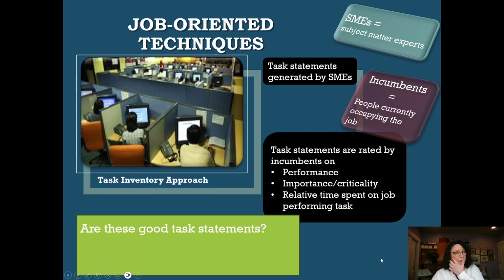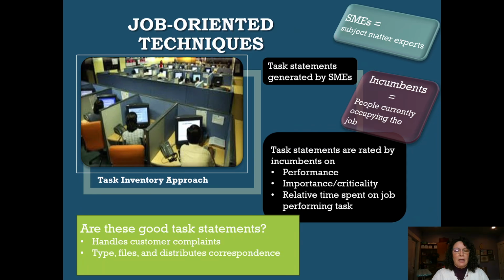So I thought it would be fun to do a thought question. Would these be good task statements? Handles customer complaints. Is that a good task statement? Remember what tasks are, right? So tasks are like a combination of elements. So handles customer complaints. Think about that one.